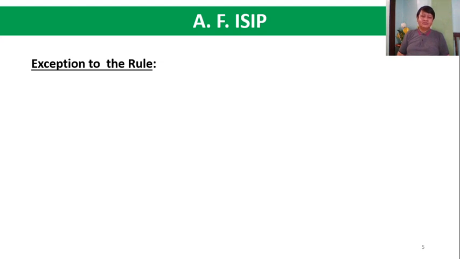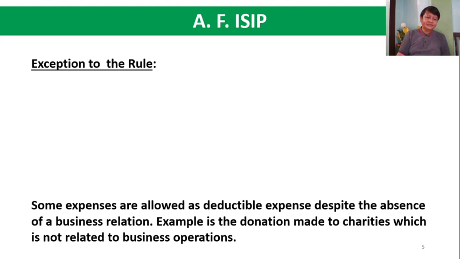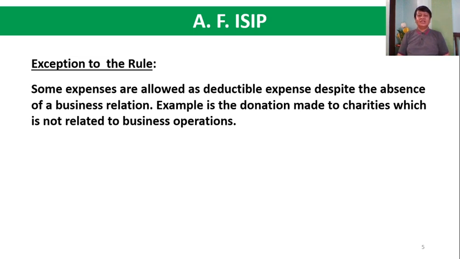What is the exception to the rule? Let's see what is the exception. Some expenses are allowed as deductible expense despite the absence of a business relation. So, these expenses are allowed by the Bureau of Internal Revenue to be part of the deductions from gross income even though they are not related to the business, and the example is donations made to charities, which is not related to business operations. Try to think of this exception to the rule.